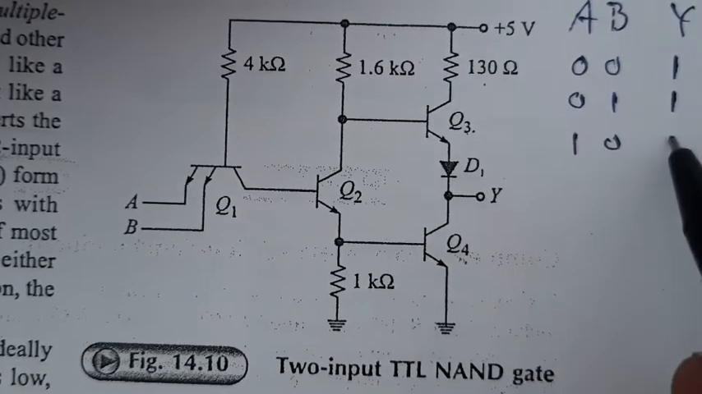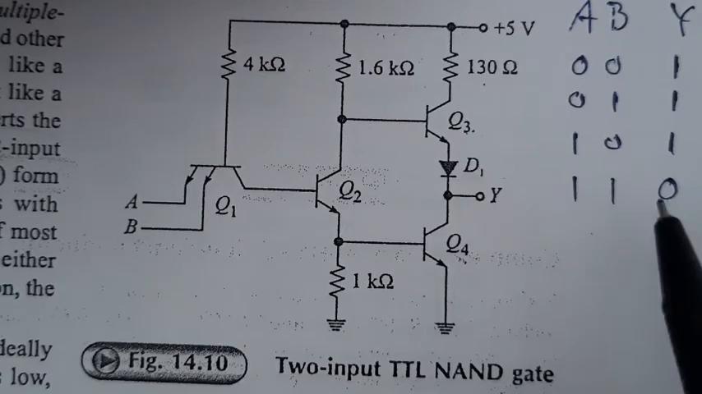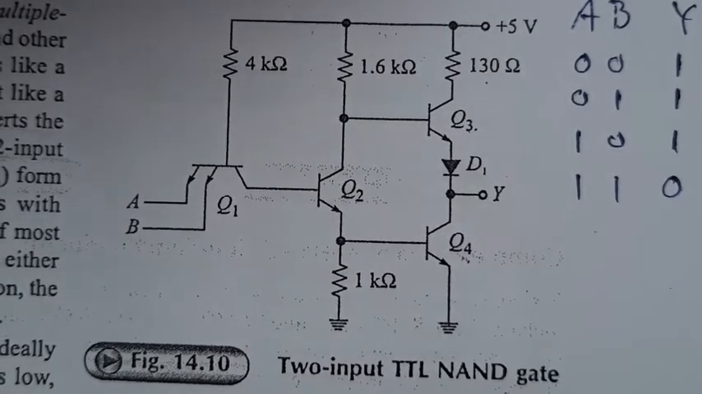If it is 1 0, then it is 1. And for 1 1, it is 0. It is not of AND. Therefore, this is NAND gate.